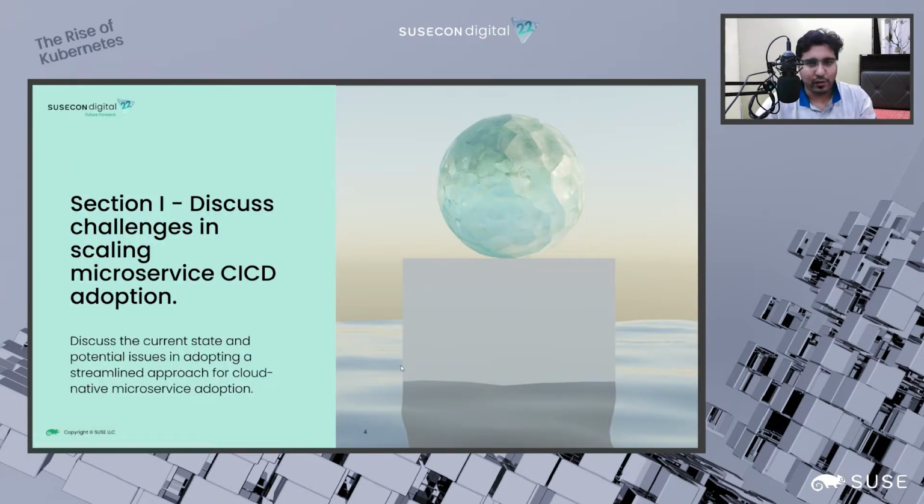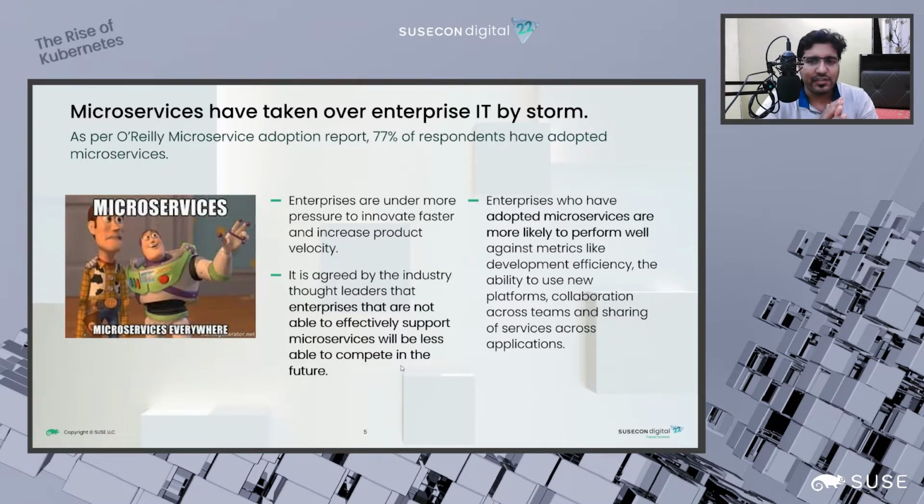Okay, so without further ado, let us start with section 1. Discuss challenges in scaling microservice CI CD adoption. Microservices have taken over the enterprise IT by storm. Everybody knows that, right? As per the O'Reilly Microservice Adoption Report, 77% of respondents have adopted microservices. It is a well known fact now that enterprises who are not able to effectively support microservices will be less able to compete in future.